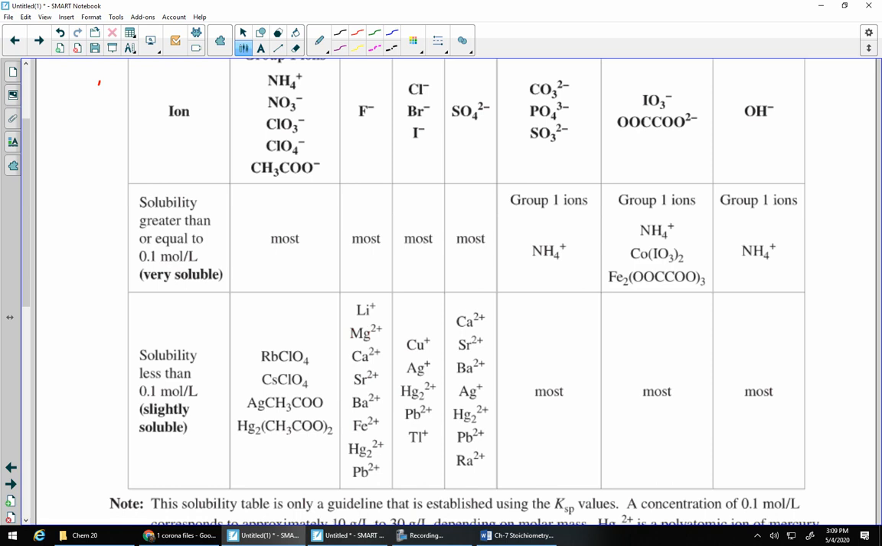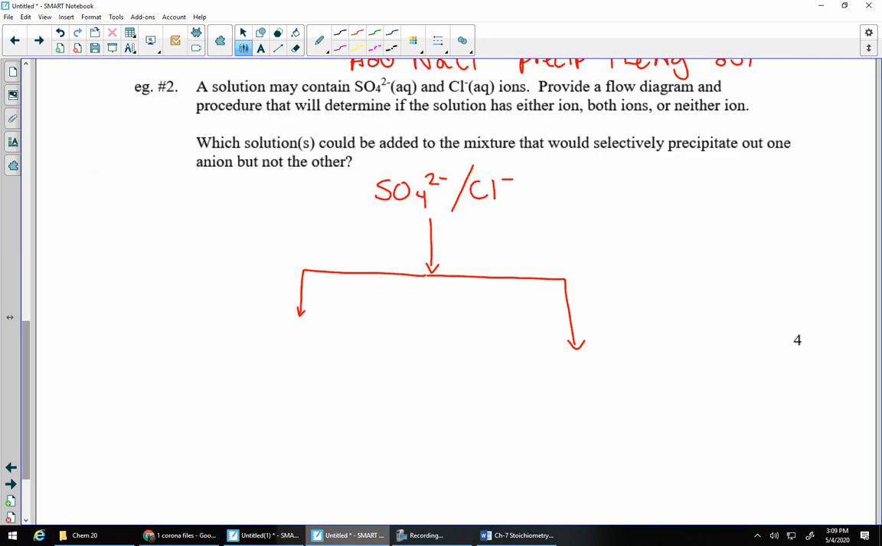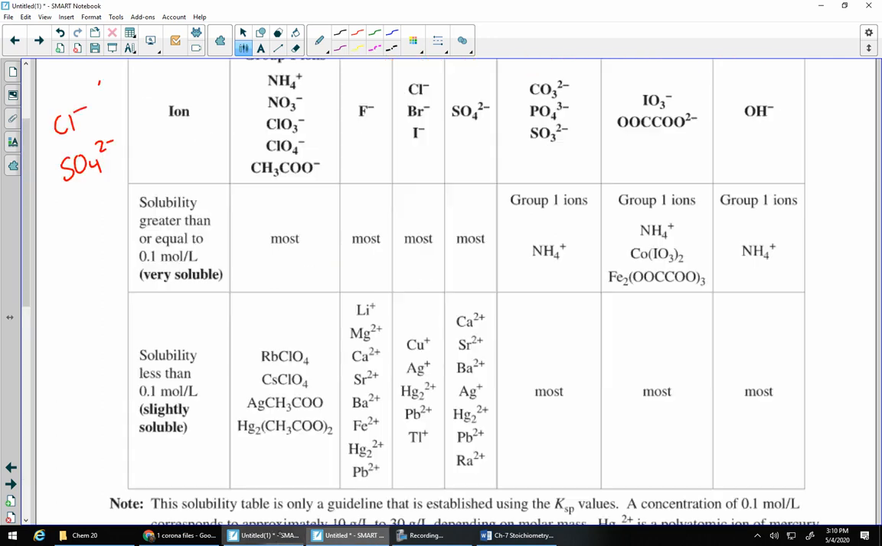So I think we had, what did we have there? We had Cl and we had SO4, 2 negative. I just want to double check that. I'll go back here. Yes, Cl and SO4, 2 negative. So let's check it out. This way is actually a little bit easier. I got Cl and I got SO4, 2 negative.